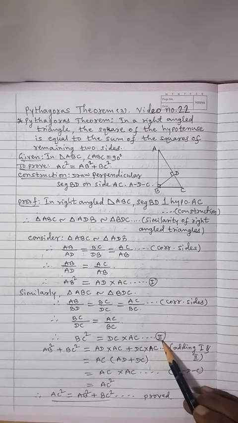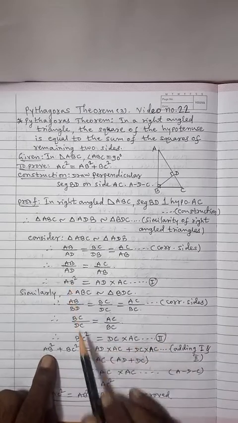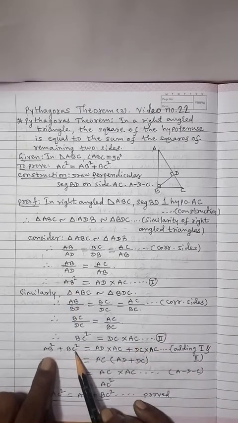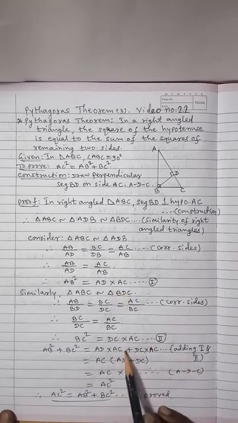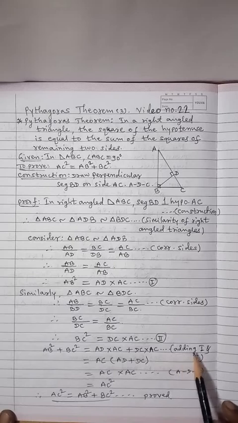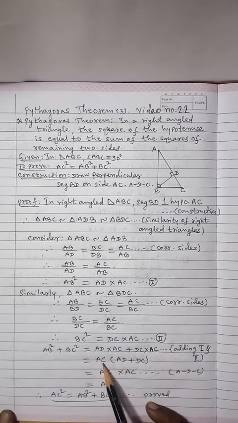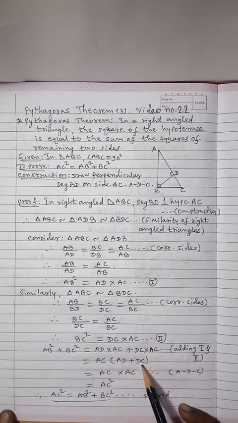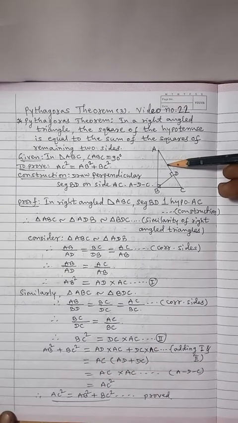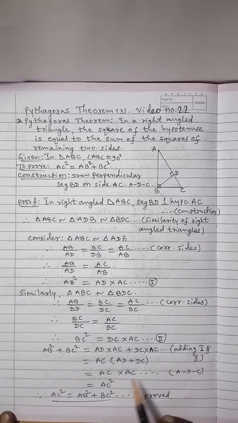Now we are adding result number 1 and 2. So what do we get? AB square plus BC square is equal to AD into AC plus what? DC into AC, by adding 1 and 2. So here AC is common. Here it is AD plus DC. Now see the figure. This AD plus DC is AC. Reason for this: A-D-C. So AC into AC is equal to AC square.